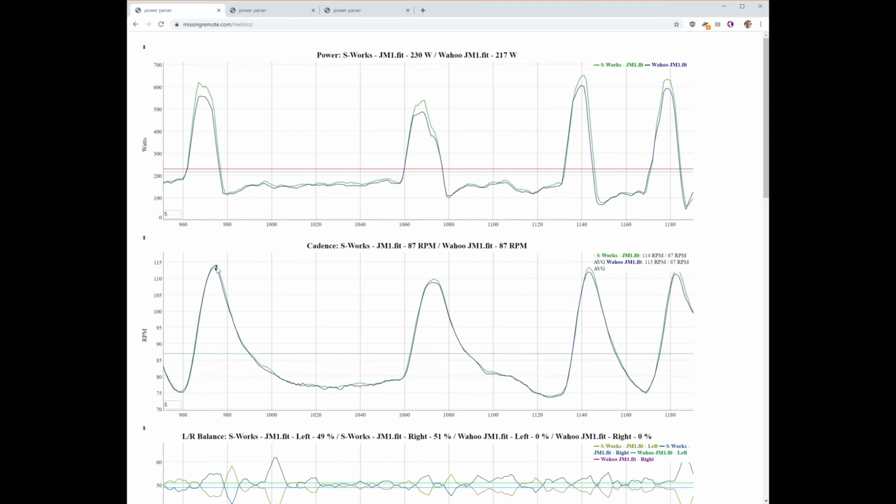You do see a bit of a cadence difference between the S-Works and the Wahoo cadence sensor, which, if we're only looking at these two on the right side, could explain some of the difference in power, because cadence is an essential part of calculating power. But here we see a very slight difference in cadence, 1 RPM, for this spin up for the sprint here. But we do still see a significant difference in power between the S-Works and the Wahoo Kickr.